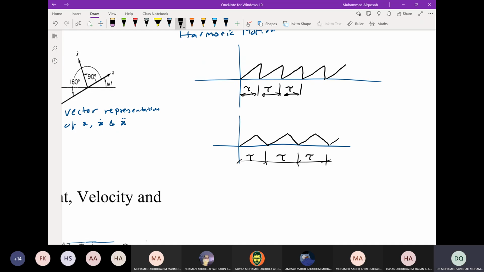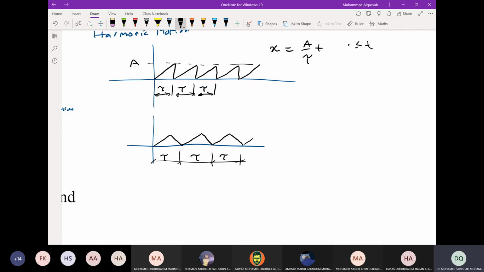Periodic but not harmonic. And you can see if you write the equation for x from 0 to tau, if the peak value is a, then you can write x equal to a over tau times t, which is the equation of a straight line. And this is valid for t greater than or equal to 0, less than or equal to tau. But when you find the derivative, x dot is a over tau. And when you try to find the acceleration, this is 0 in this interval. So it is not satisfying, not harmonic.